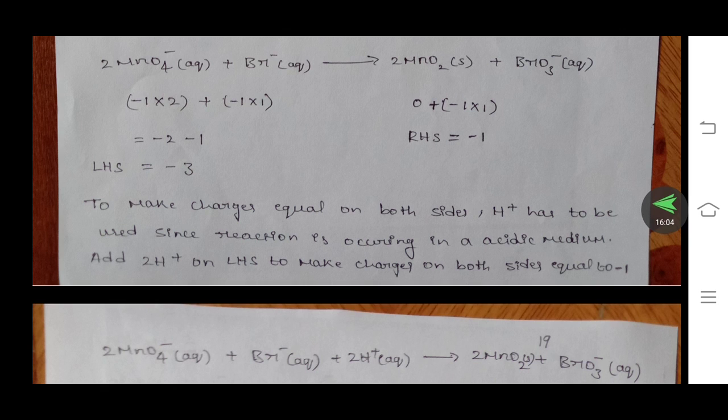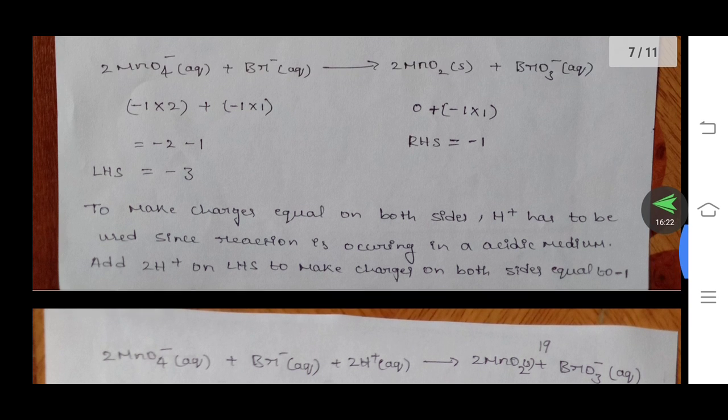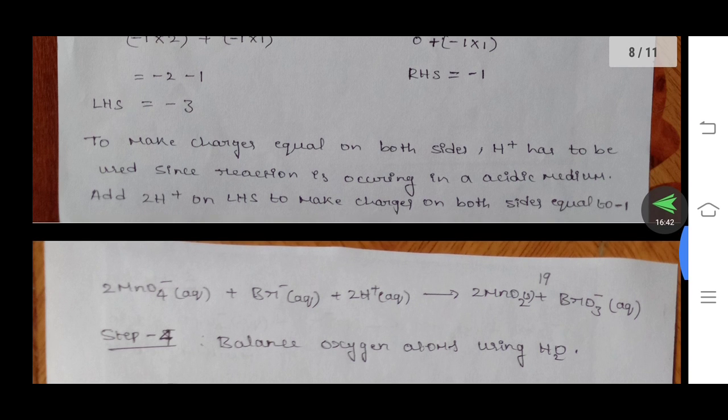Now this is also an acidic medium, right? In acidic medium you have to add H plus ions to make charges equal on both sides. H plus has to be used since the reaction is occurring in acidic medium. Add 2 H plus on the LHS to make charges on both sides equal to minus 1. When you add 2H plus on the left hand side, this gives plus 2 charge. So minus 3 and plus 2 gives minus 1. So the left hand side is minus 1 and the right hand side is also minus 1. So the charges on LHS equal RHS.